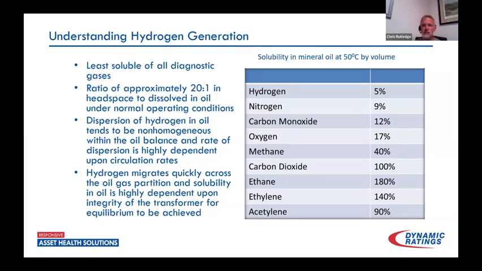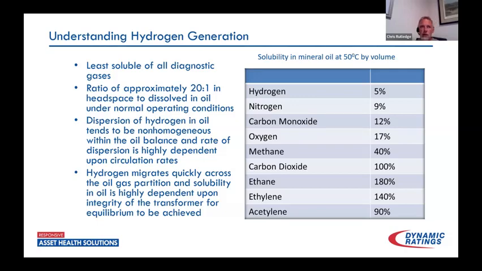So this hydrogen will tend to make its way out of the oil rather quickly. So if we use Ostwald's coefficient, we will find that roughly we have around a 20-to-1 ratio. So if I've got 50 parts per million of hydrogen in oil, probably if I have a nitrogen blanket transformer, I would expect to see somewhere around 1,000 parts per million if I was to sample that gas blanket.